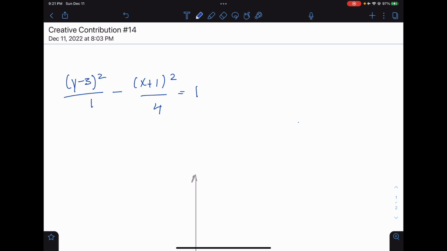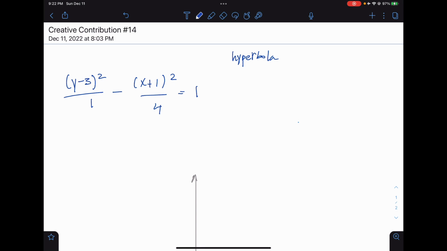And here's the equation. So we know right off the bat that it's a hyperbola because of the minus right there. If it was a plus, it would be an ellipse. And if it was a plus, and if both numbers in the denominator here were the same, it would be a circle. So we know it's a hyperbola.